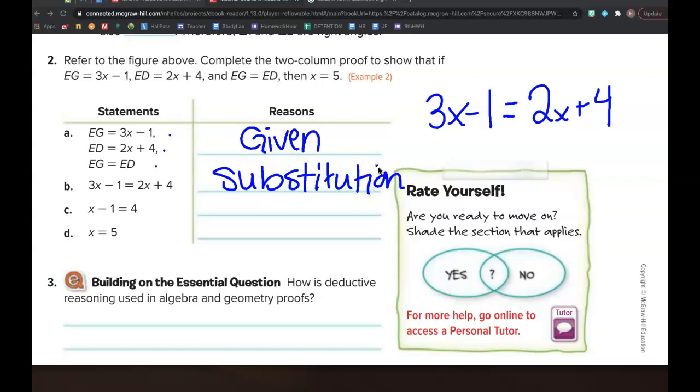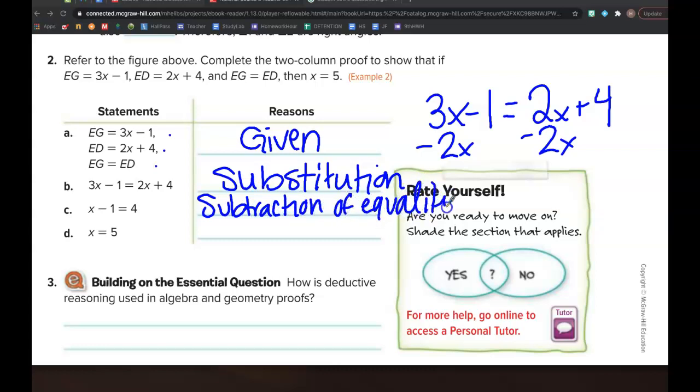Now, if I wanted to get my x's to the same side, what would I do? Okay, so you want to do plus 2x. No, minus 2x, minus 2x. So that is subtraction of equality. And that gives me x minus 1 is equal to 4, which is what they have on that line.